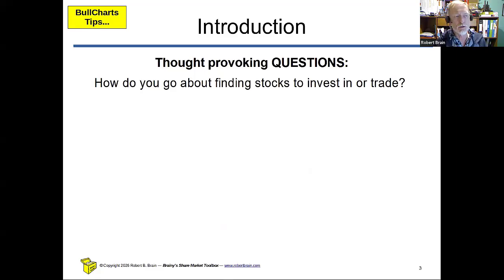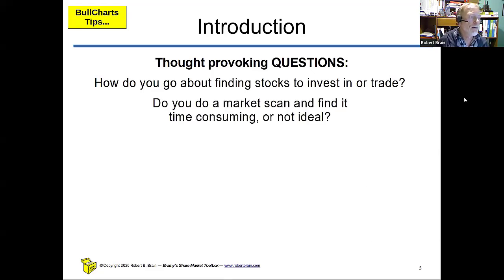strictly that refers to shares on the share market. But don't forget that the share market these days also includes ETFs. So there's a whole lot of things. There's also other exchange traded products that are included. But how do you go about finding them? Now, when you want to do a market scan, do you find running the scan time consuming or not ideal? That's a possibility as well.